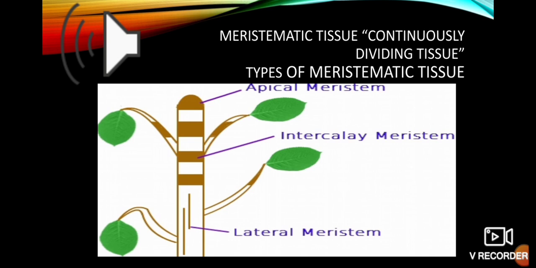Number 3 is the lateral meristem. Lateral means side. So basically this tissue is present at the side of the plant and it helps in increasing the thickness or fatness of the plant. So here is the picture.